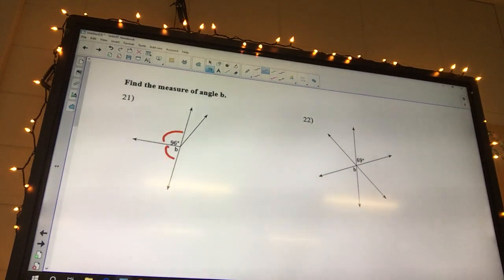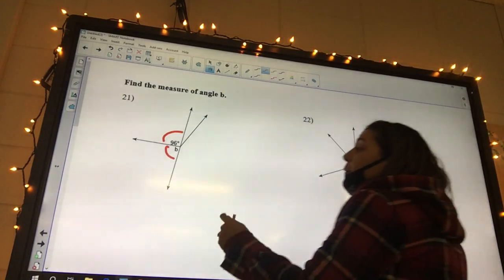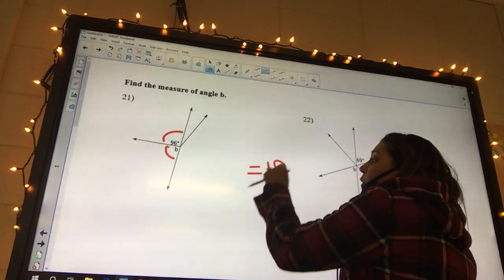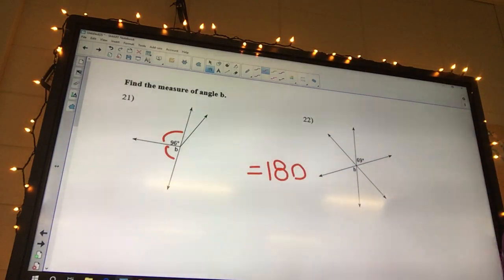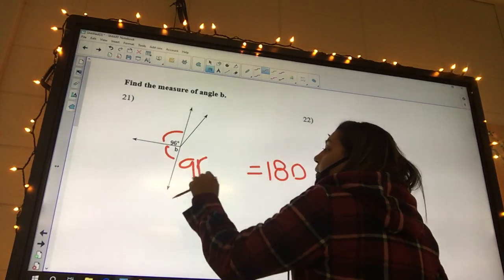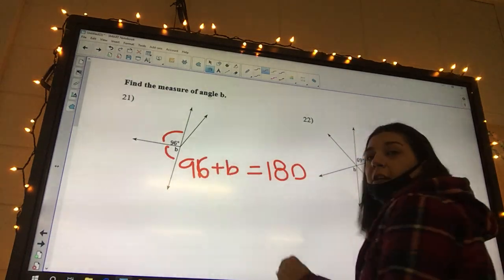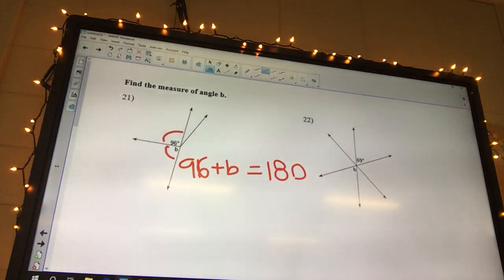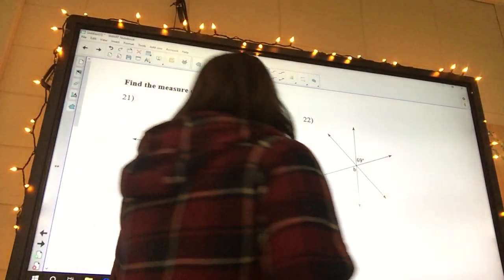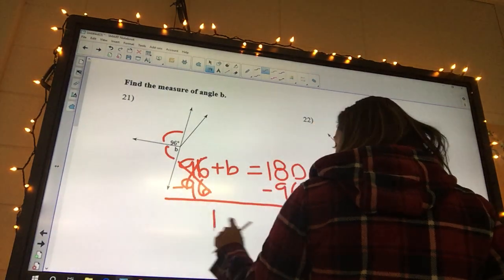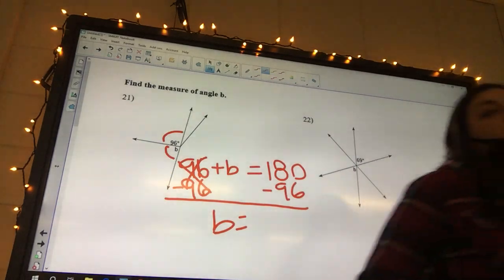180. Okay, so if they add up to 180, how can I set it up? We know that adds up to 180 means equals 180. So 96 plus B equals 180. How do we solve for B? Because that's what all these questions say: find the angle measure B. 180 minus 96, so subtract 96 from both sides. I'm going to have B equals 180 minus 96.